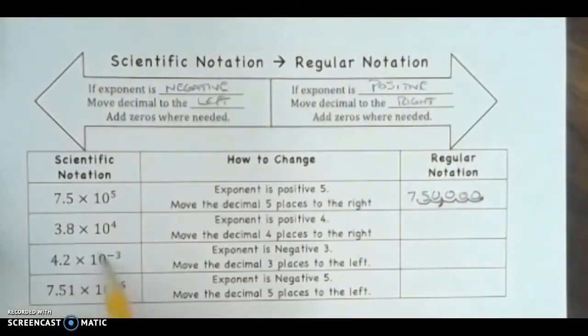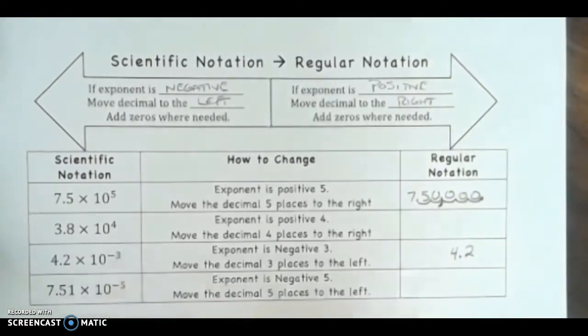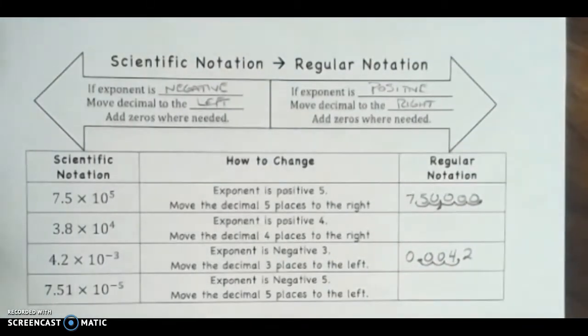Compare that with this example right here, 4.2 times 10 to the negative third power. Well, I'm going to have my number 4.2. But this time, because my exponent is a negative 3, I'm going to move it 3 places to the left. So move it once, twice, 3 times. There's my decimal. Fill in with zeros, all those empty spaces. Okay, and this is the number 42 ten-thousandths.